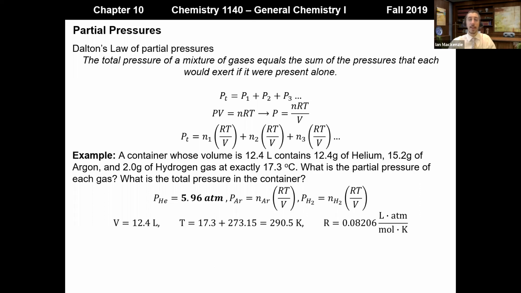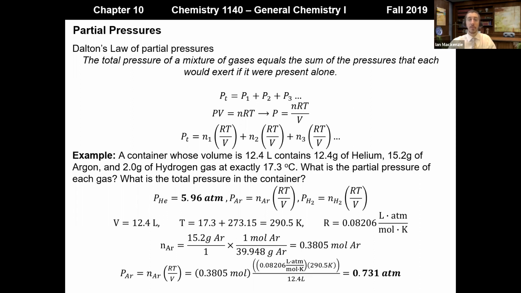Now we can do that exact same process for the other two gases. We first have to figure out the number of moles of argon with its molar mass, and then substitute that into the equation just as previously. You notice that nothing has changed in the equation except for the number of moles. You multiply this through and we come out with 0.731 atmospheres.